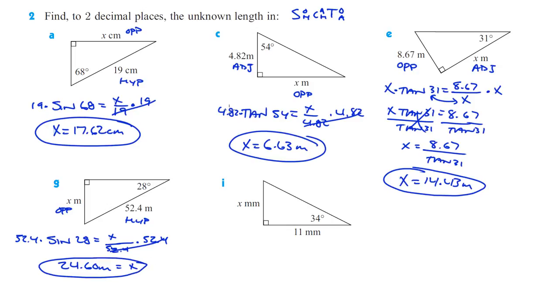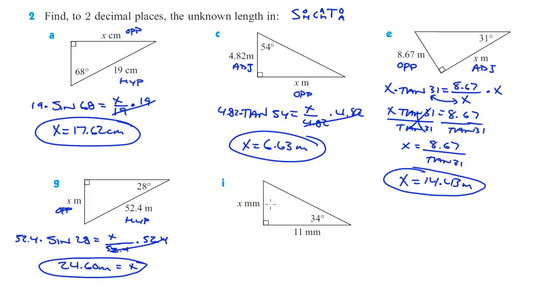Okay, and really, as you're going, you want to double check to make sure that these answers make sense. 17.62, the hypotenuse is 19, that's the longest side, so that looks reasonable. 4.82, this should be bigger than that, that looks reasonable. 8.67, and this is 14.43, that sounds like it's in a good range. This is 52.4, that's definitely longer than this, that's 24.6. That looks pretty good.